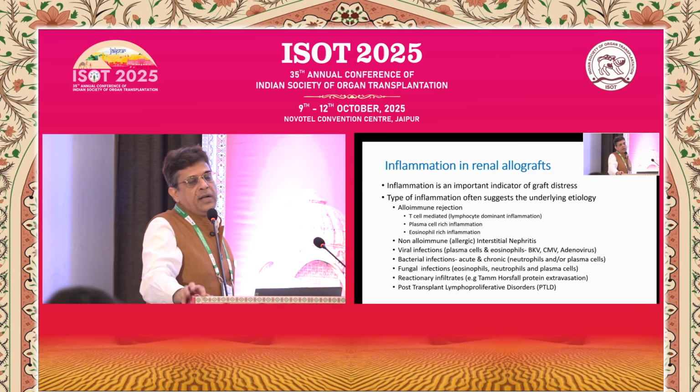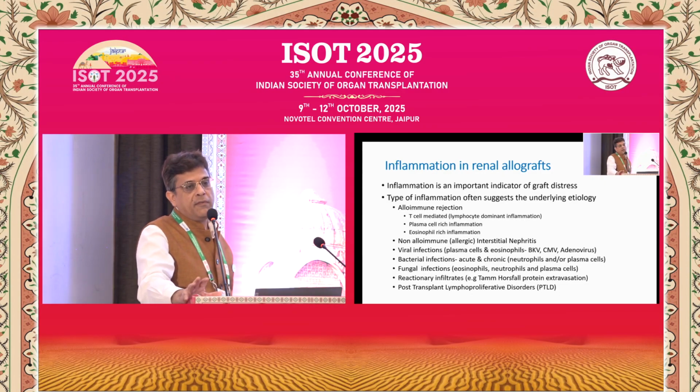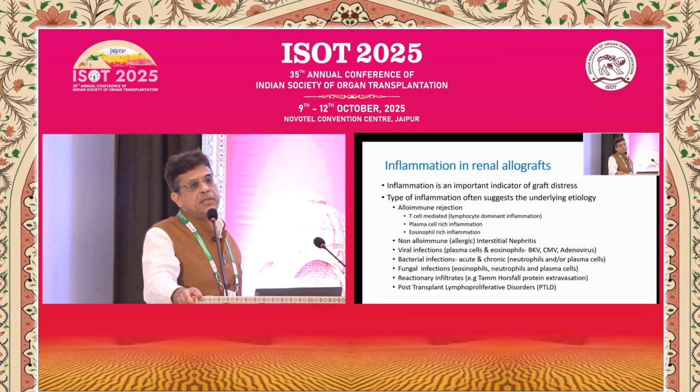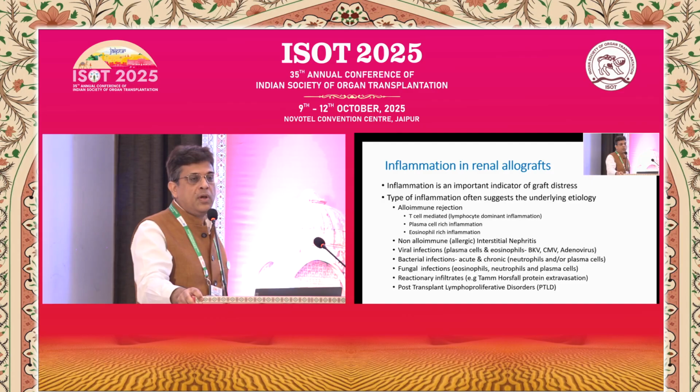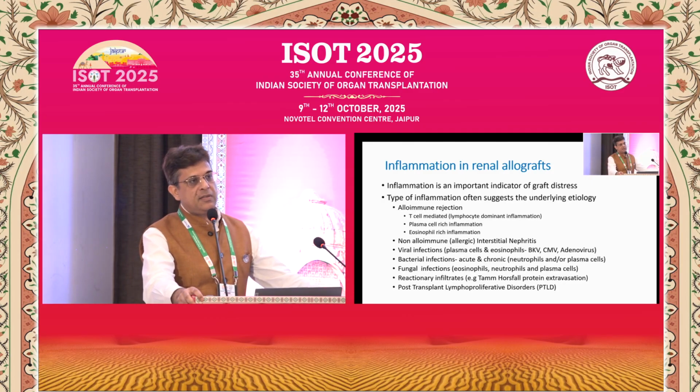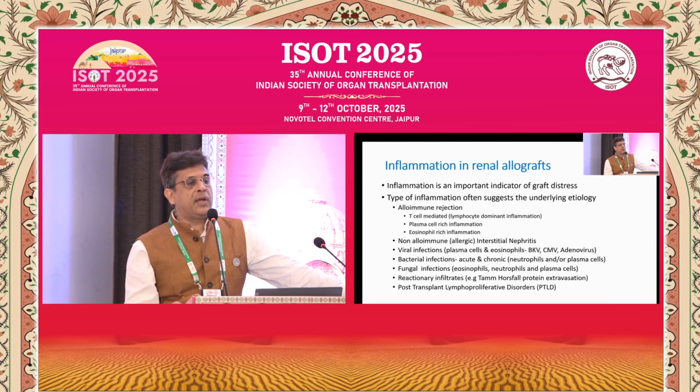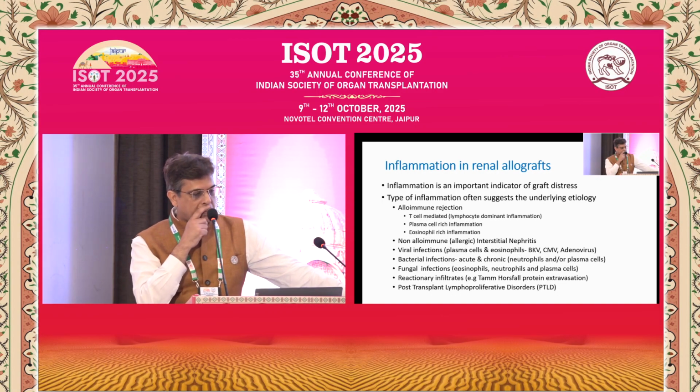Now, all of us know that inflammation is a very important indicator of graft distress. So inflammation is one thing which we notice even at low power. When we look at the biopsy, the first thing we look at is how inflamed the biopsy is, even before going into the types of cells and other things. So that's the first step in looking at the graft biopsy.